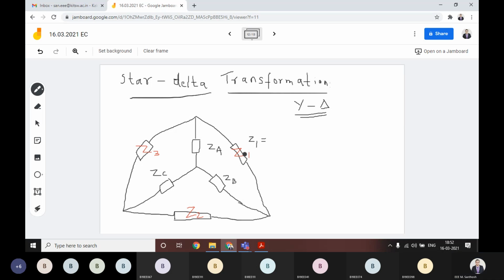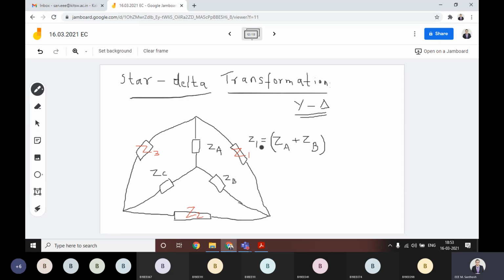How will you calculate? If you apply star delta transformation, what is the formula for calculating Z1? Okay. If you don't know, I will tell you. Z1 is equal to ZA plus ZB first.